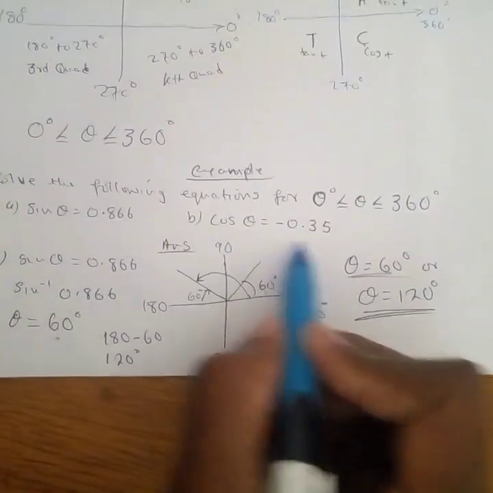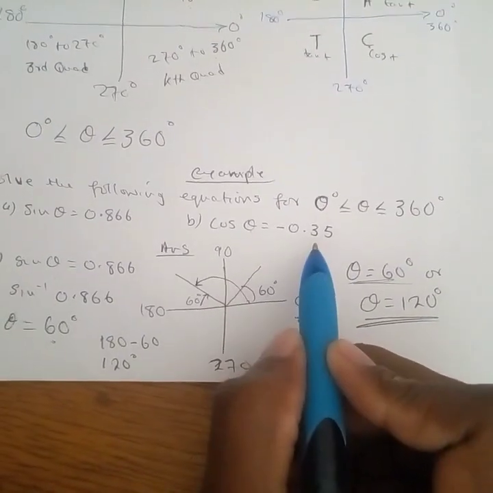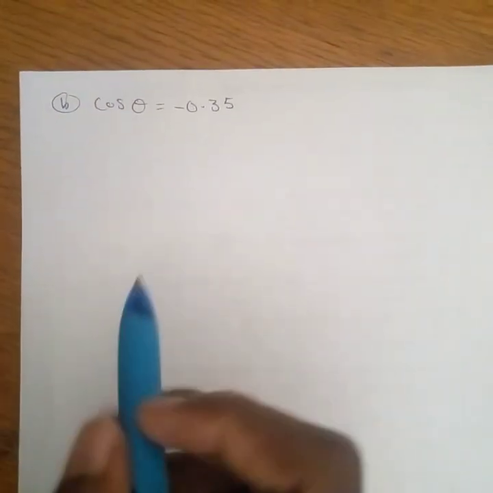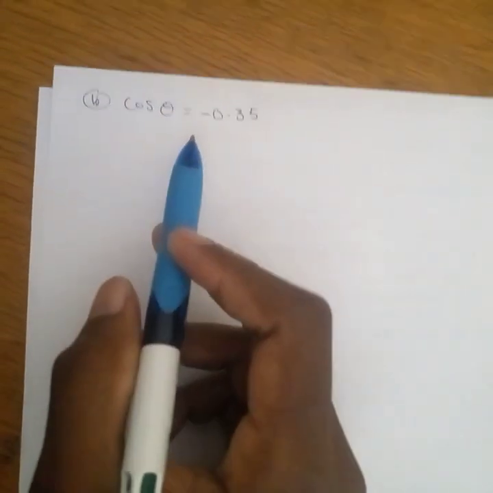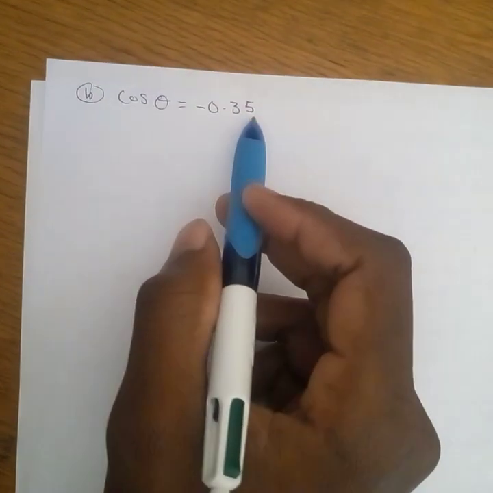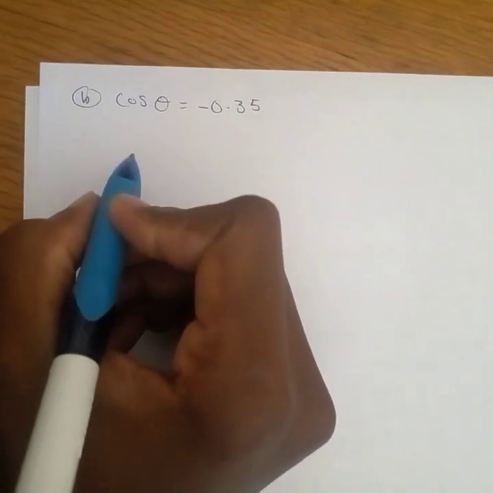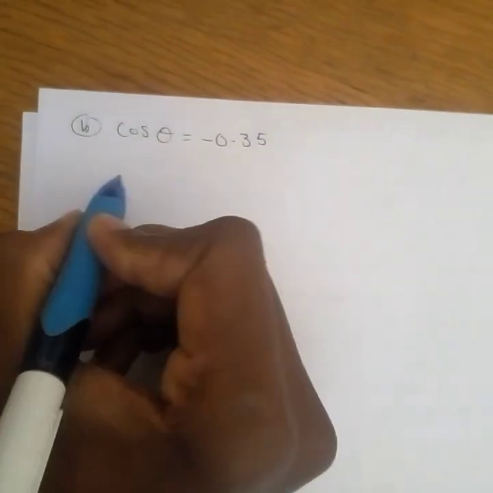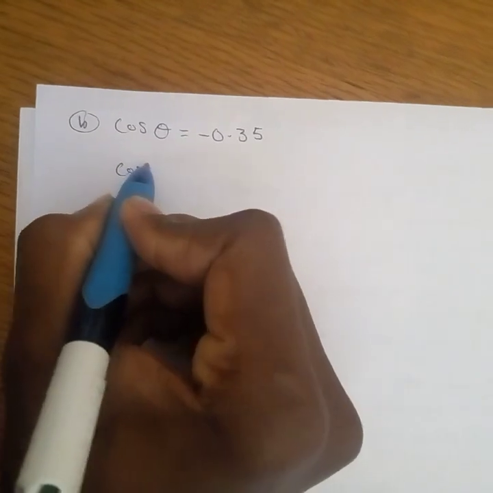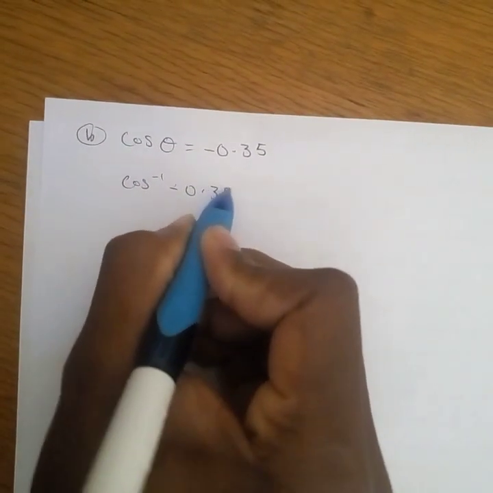Now let's look at this one where the cos is negative. The same procedure happens here as well. The cos is negative, cos theta is equal to negative 0.35. So the first thing you need to do is to find the reference angle. How do we find the reference angle? First of all, we are going to say cos inverse of negative 0.35 is equal to what?